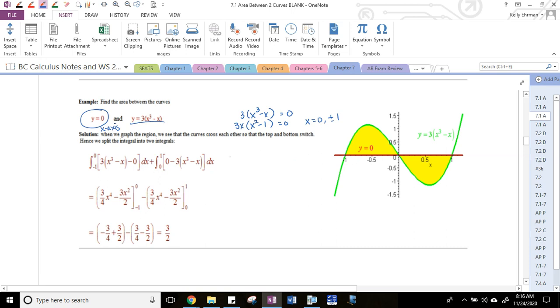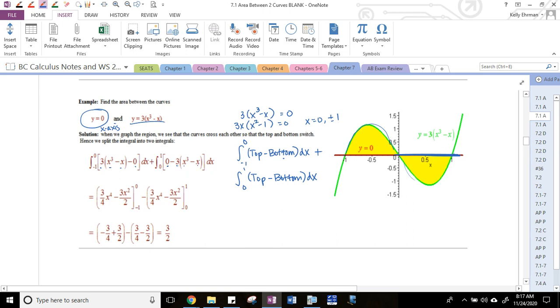I'm thinking, okay, I need the integral from -1 to 0 of the top minus the bottom, dx. And then I need to add to that the integral from 0 to 1 of, again, the top minus the bottom. In this first chunk, the top is the green curve, right? The 3x cubed minus x, and the bottom is 0. In the second chunk, the top is the y equals 0 line, so that's why it says 0 here, minus the green curve, which is the 3 times x cubed minus x.